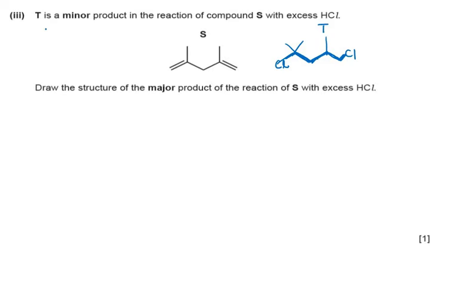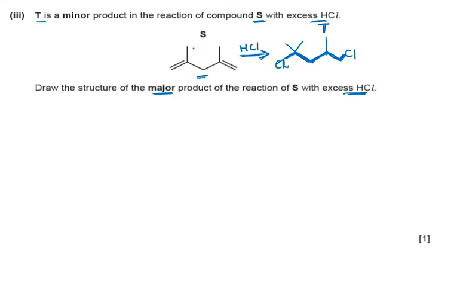The next sub question says T is the minor product of the reaction of compound S with excess HCl. That shows that compound S reacts with HCl to form compound T, and I have drawn compound T from our earlier sub question here for our reference. It says that this is the minor product, and we are to draw the structure of the major product of the reaction of S with excess HCl. So we are supposed to draw the major product when HCl reacts with compound S.